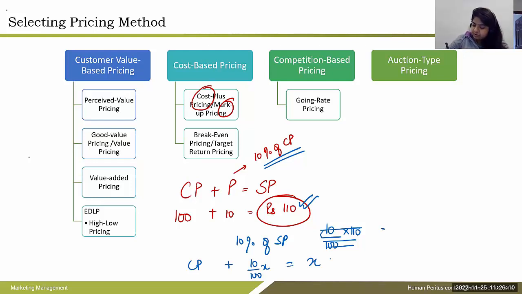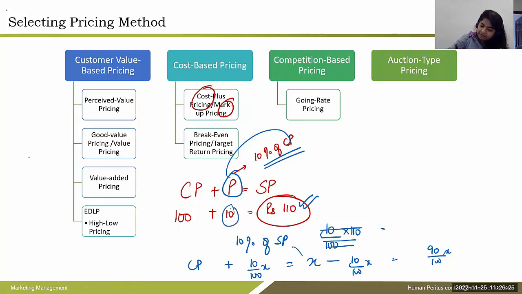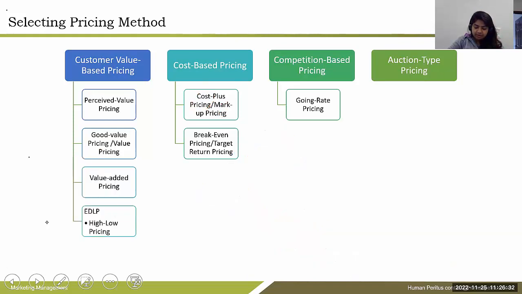Okay. So we'll do the equation. X minus 10% of X. This is 90X by 100. So this becomes our cost price. Okay. So instead of this profit being a percentage of cost price, in markup pricing, this profit is a percentage of selling price. Am I clear on the difference between cost plus and markup? Yes or no?